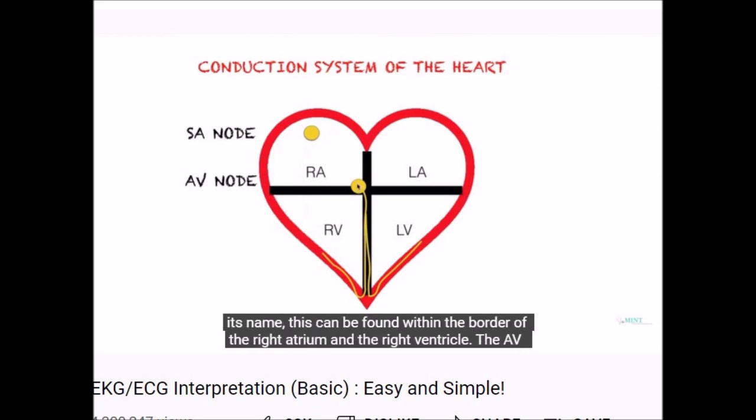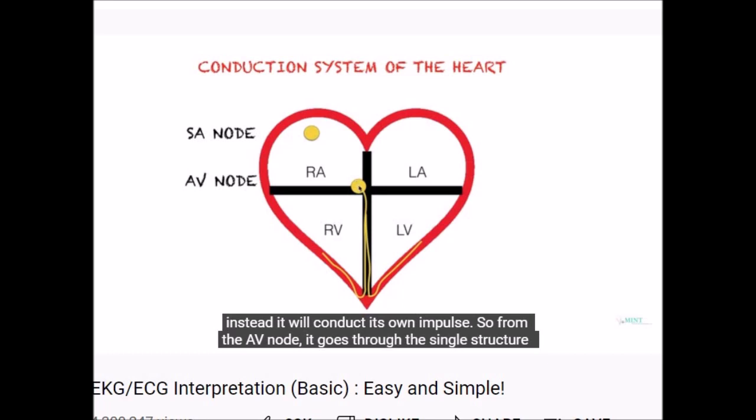By its name, this can be found within the border of the right atrium and the right ventricle. The AV node is also known as the gatekeeper of the heart, because it gets to decide which impulse to let through. If the SA node generates a weak impulse or there is a block somewhere, the AV node will perceive that and decide not to let the impulse go through, and instead it will conduct its own impulse.